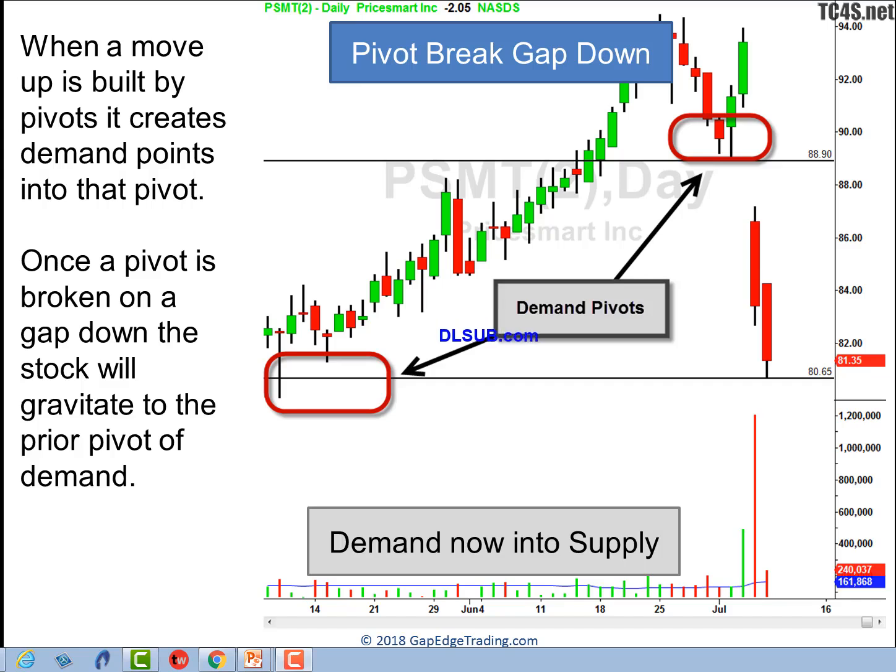So you see the highlighted areas, the pivot area at 88.90. Once that's broken, the next area of demand is the previous price support level at 80.65. Demand shifted from 88.90 to 80.65. That's almost a $9 move. Pay attention to what's going on when the stock gaps. Is it switching from supply to demand, or from demand to supply, that you can capitalize on and create your edge in trading?